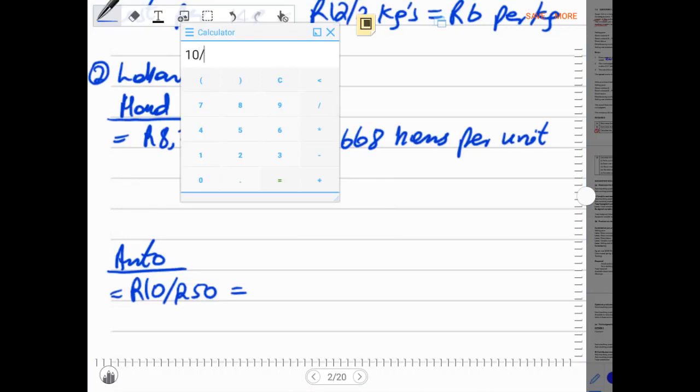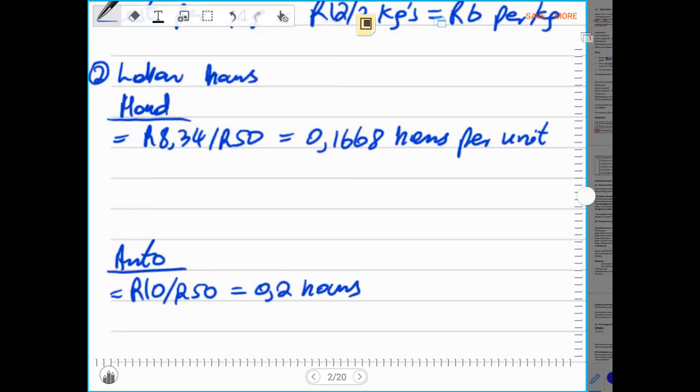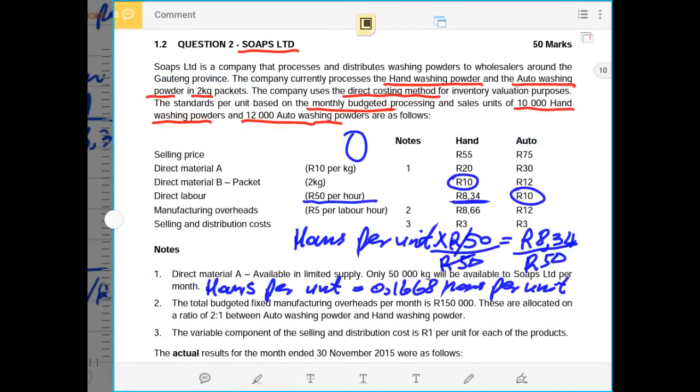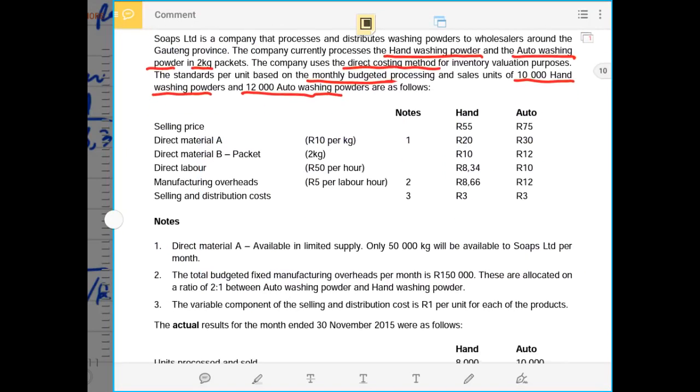We have 10 rand per unit. Divide that by 50 rand, and it gives us 0.2 hours. Meaning it takes 0.2 direct labor hours to complete 1 unit of auto washing powder. So we have completed that. Then we can proceed to the next calculation. I'm leaving spaces because I might need to do some calculations in the middle.